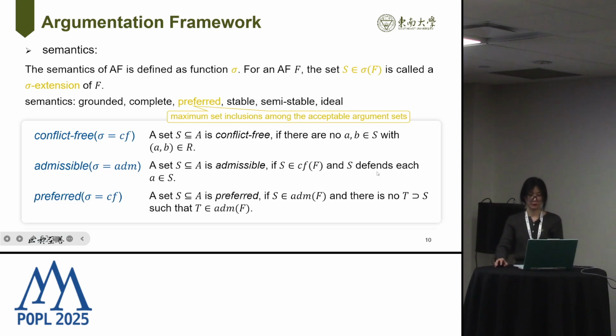The semantics of an argumentation framework is defined as a function. For an argumentation framework, the set S is called a sigma extension of F. Several semantics have been proposed, such as grounded, complete, and preferred. The preferred semantics can be regarded as the maximum set inclusion among the acceptable argument sets. The preferred semantics here is defined based on the admissible semantics.